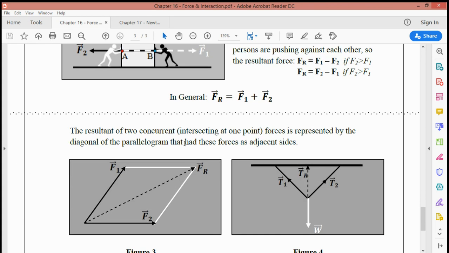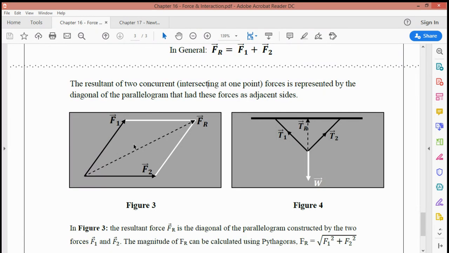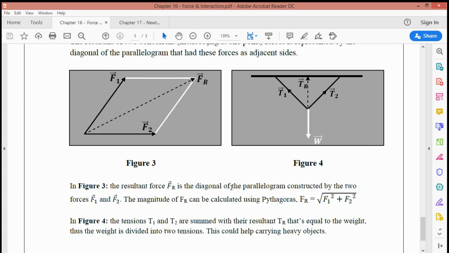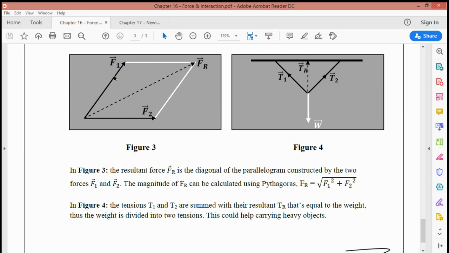We can also calculate the resultant force graphically by the summation of vectors, as we studied in mathematics. We can draw the parallelogram with parallel and equal vectors, and the diagonal is the resultant force. Similarly here, for these two tension forces, the resultant force is the diagonal. This is the T resultant. This T resultant is equal to the weight, so the system is in equilibrium. So we can calculate the resultant of two forces by drawing the parallelogram.